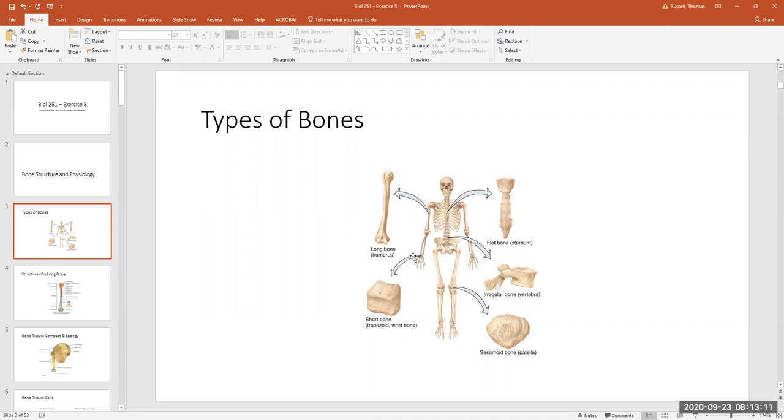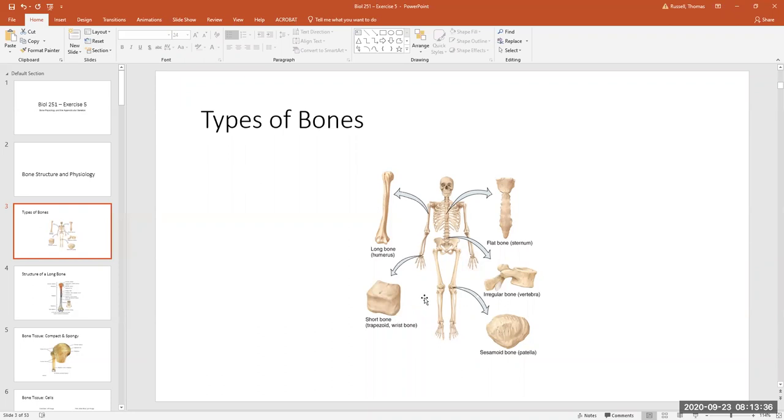Now, if you notice here, they have a little arrow coming from the wrist, the carpus right here. Those bones, there's 8 little bones that make up your wrist or the carpus. And those bones are called short bones. Those bones are about equal in height and width. So they're just called short bones.